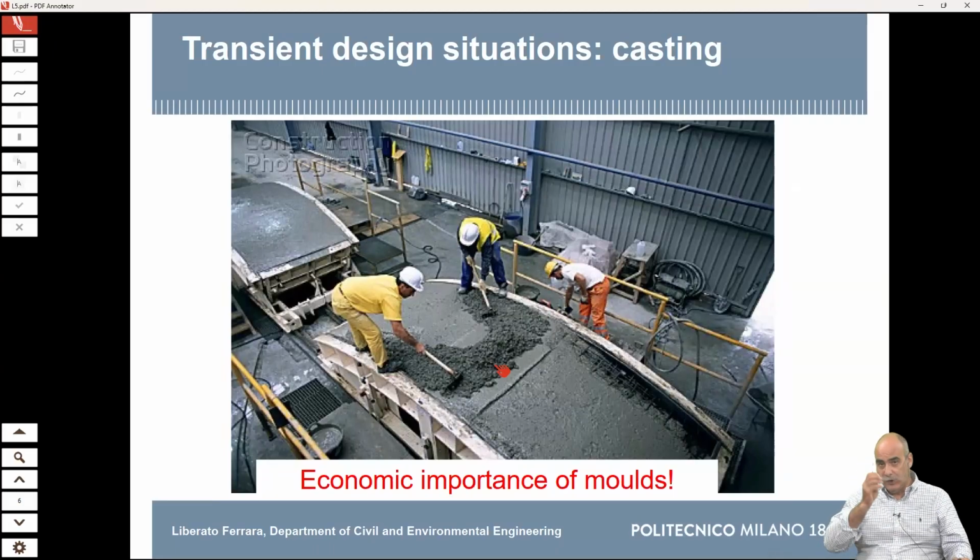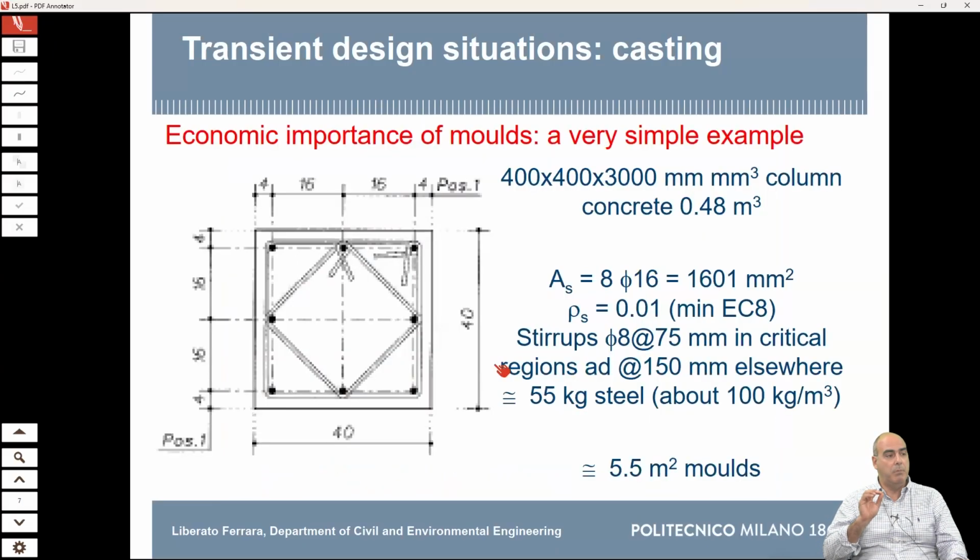But this is also to underline, when you cast, there is a very specific point that you have to take into account, which is the importance of the molds. So let's try to go for a very simple example. There is some very simple arithmetic to be done here.